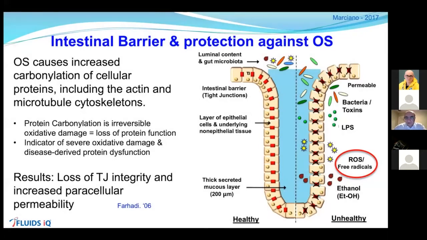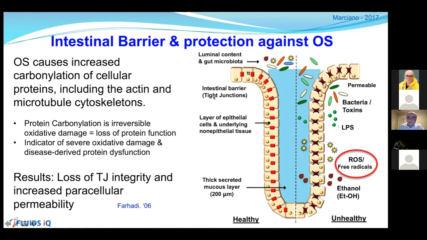I want to make sure that I don't miss telling you about the intestinal barrier and the protection against oxidative stress. You need to remember, as I said, that oxidative stress, amongst other things, causes damage to the proteins in the cells, mostly through carbonylation, and that is irreversible, so that you get a loss of protein function. And the result of that loss of protein function is a breakdown in the integrity of the tight junctions between the intestinal cells. And so that means you end up with increased intestinal permeability. I don't like the word leaky gut, but many of you have heard that term.